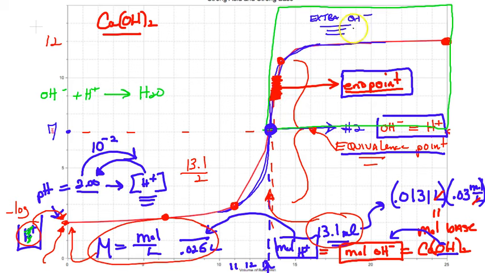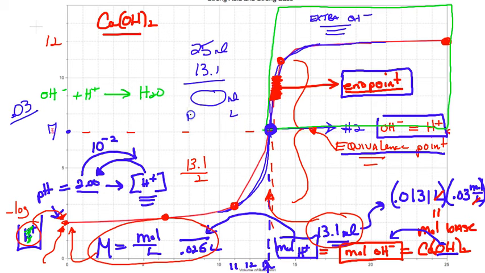So how much extra hydroxide do we add? Well, we started at 13.1, right? And then we went to 25. So 25 milliliters minus 13.1, it's in my graph, that gives me some value for the milliliters of base that I add. Convert to liters times the molarity of the base that we used. The standard solution was 0.03. And you're going to get moles of what? Calcium hydroxide. Times that by 2 to get the hydroxide. Then you've got to divide by the total volume in this beaker.